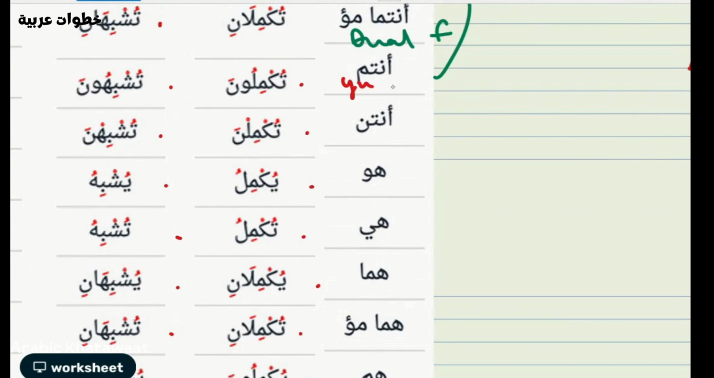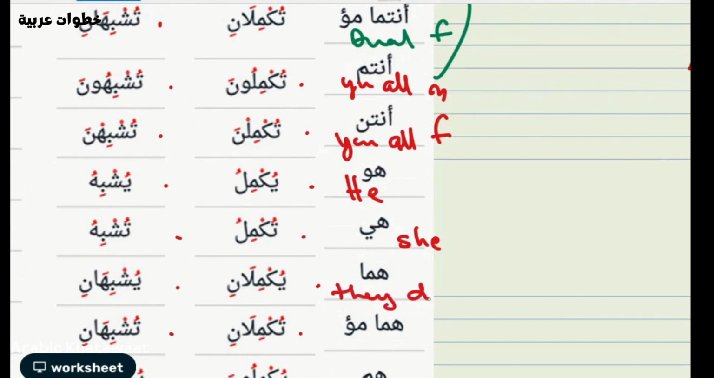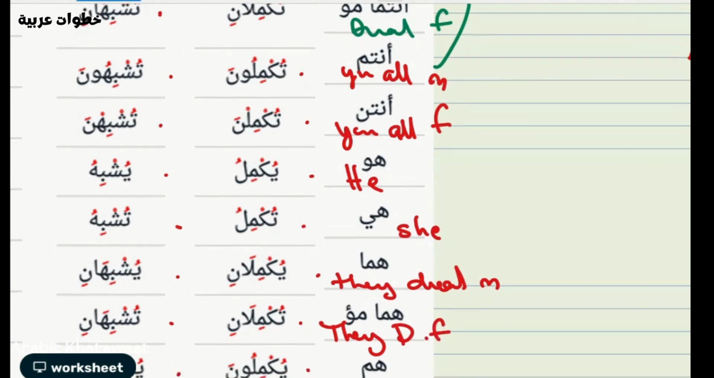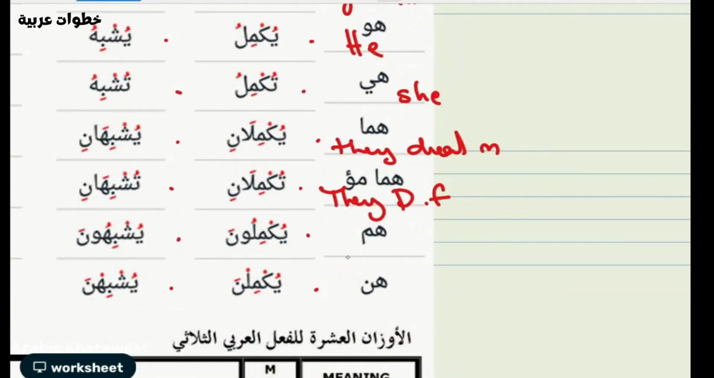So أنتم, you all masculine, you all أنتن feminine, هو he, هي she, هما they dual, and it's masculine like you can see, and here they dual and it's feminine. هما هم they all masculine, and هن they all feminine.